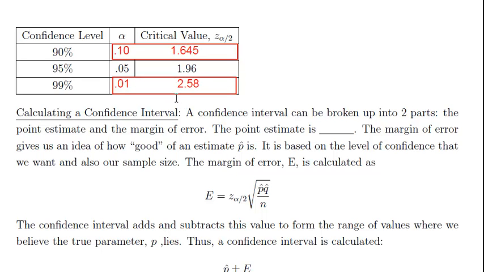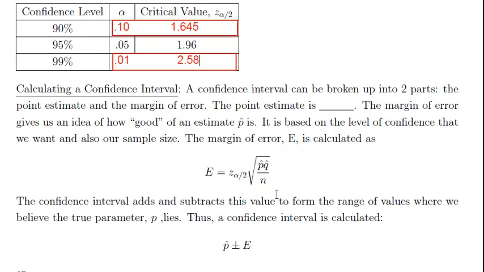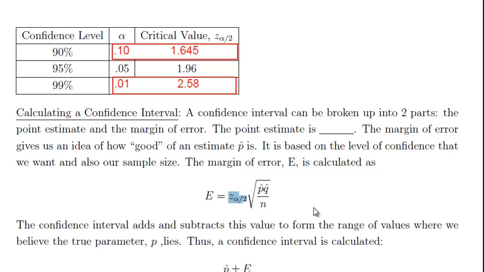Those are the common ones, and where they come into play is your formula right here. So if it's a 95% interval, you would use 1.96 right here. If it's a 99%, you would use 2.58 for this value right here. So this is just one value that we stick in the number for.